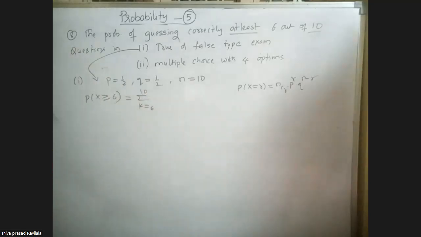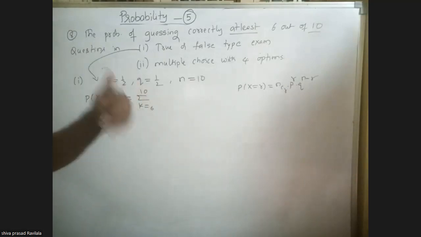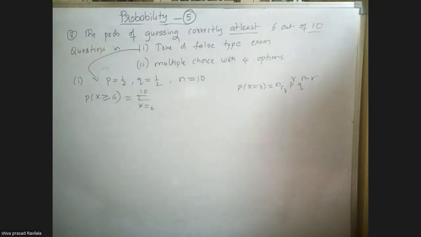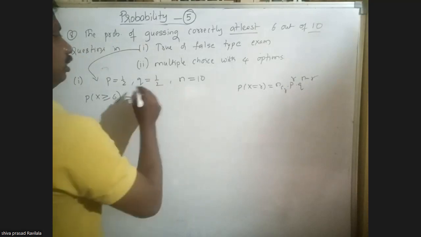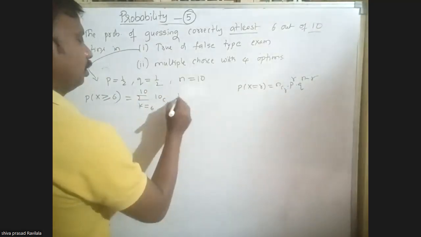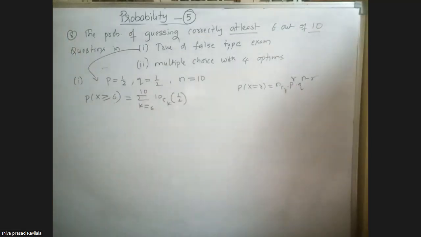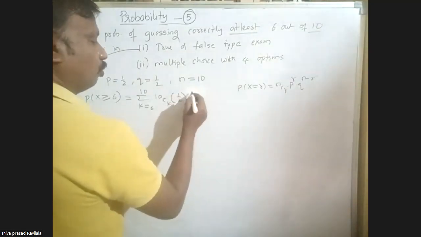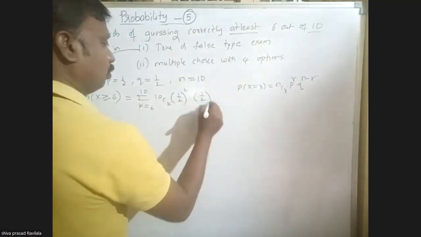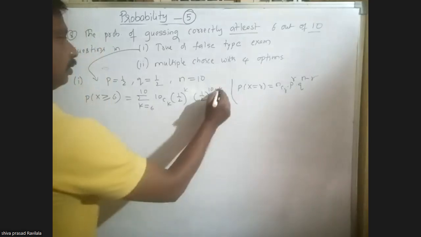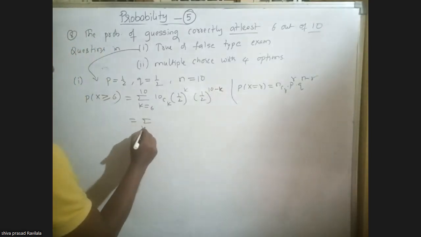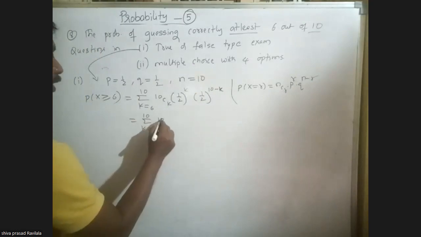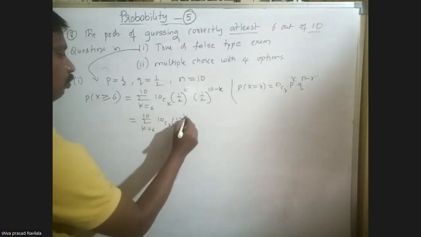You can get 6 correct, maybe 7, maybe 8, maybe 9, maybe 10 also. You should get at least 6 marks; more than 6 also I am happy. That is the condition. n value is 10, so 10Ck into 1 by 2 whole power k, into 1 by 2 whole power 10 minus k, because p and q both are the same. On this condition, summation k equal to 6 to 10, 10Ck into 1 by 2 whole power 10. This is the first one.